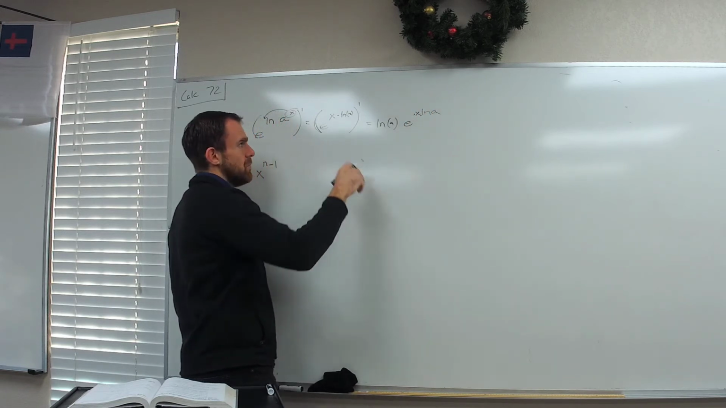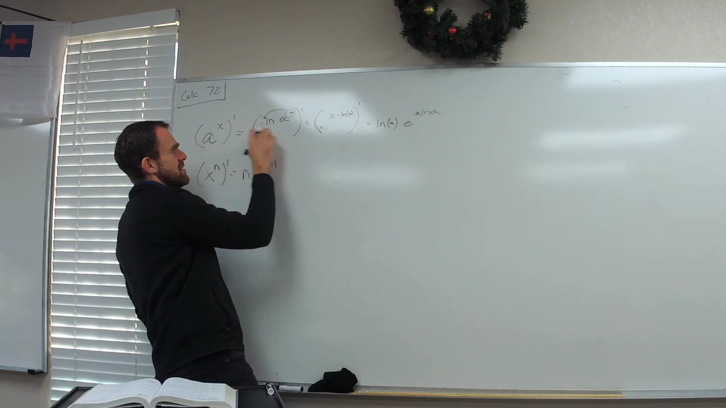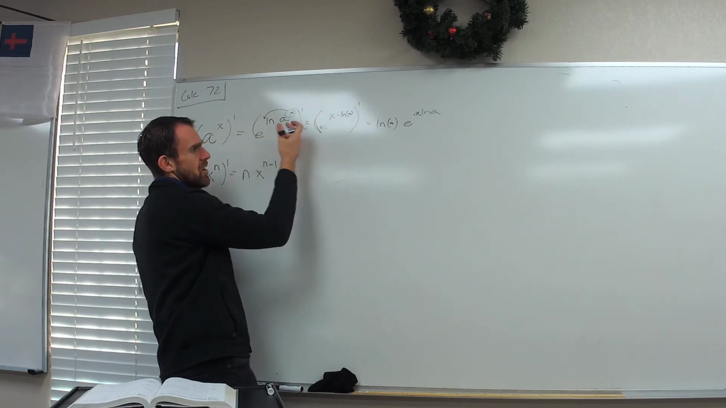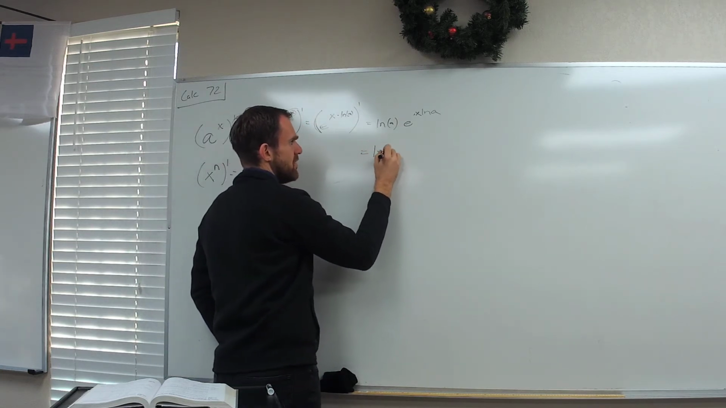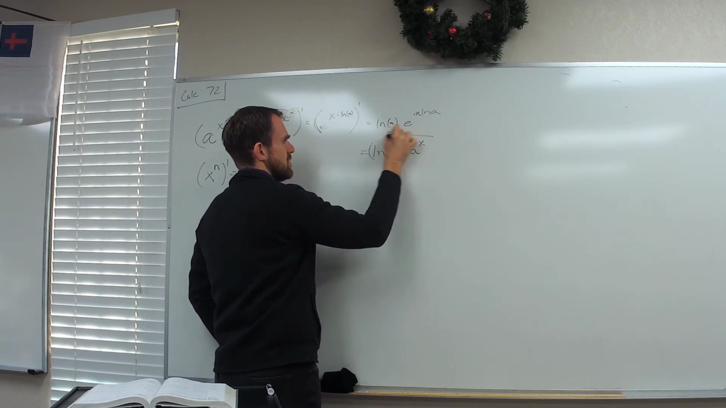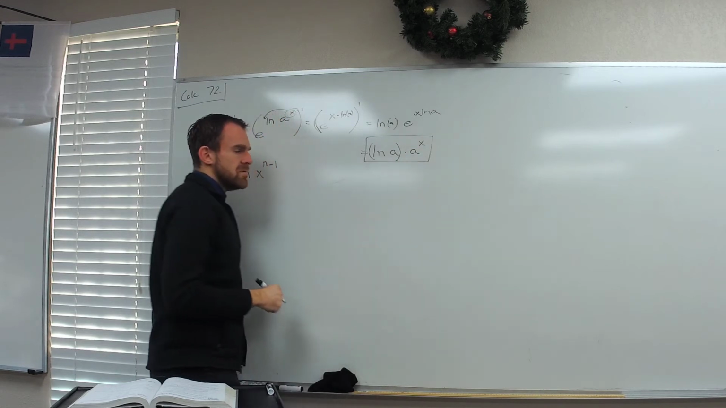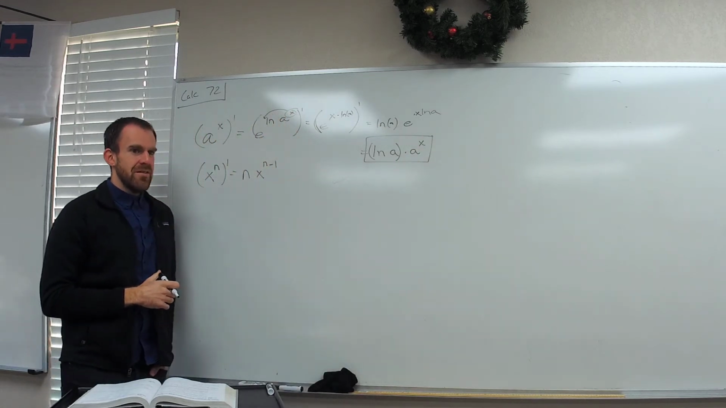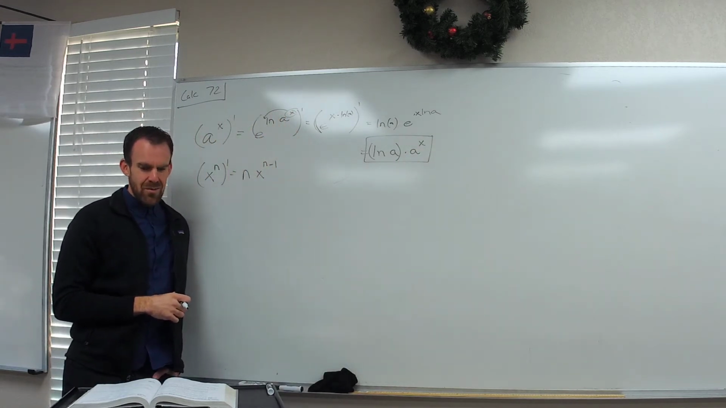So here's the last step. We're going to see how we get this to that. We're going to undo that now. So this is ln of a times a to the x. So that's the derivative. You're like, huh, that's horrible.